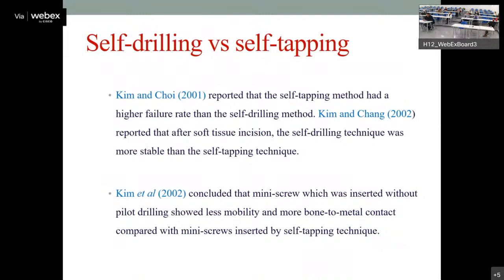Kim and Coy in 2001 reported that self-tapping method has higher failure rate than self-drilling. In another study, they reported that after soft tissue incision, the self-drilling technique was more stable than the self-tapping technique, and they also concluded that pilot drilling showed less mobility and more bone-to-metal contact compared to screws inserted by self-tapping technique. So those people are pro the self-drilling technique in terms of better primary stability after insertion. Better primary stability, less mobility, so less failure rate.